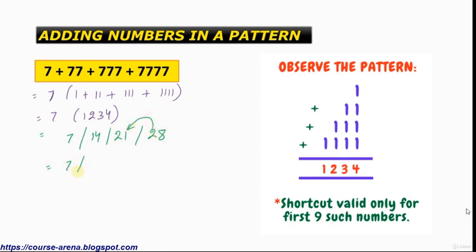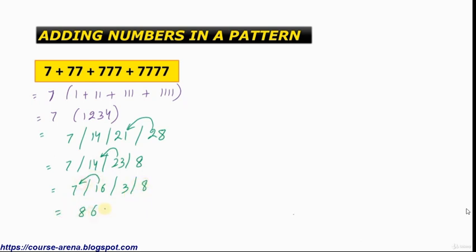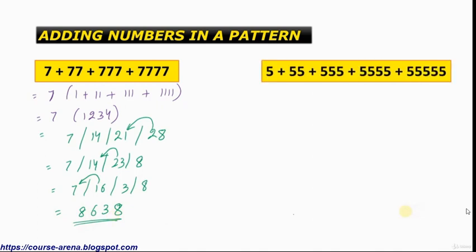So we will get 7, 14, 23 and 8. This 2 is going to get carried over. We are going to get 7, 16, 3, 8 and lastly this 1 is going to get carried over. We are going to get 8, 6, 3, 8 and that is going to be our answer. Let's look at the other question.